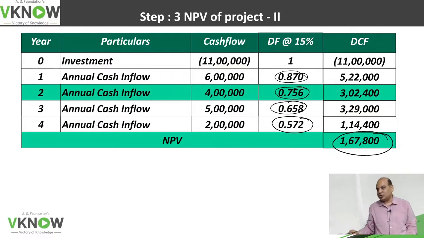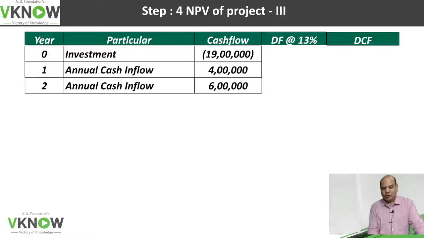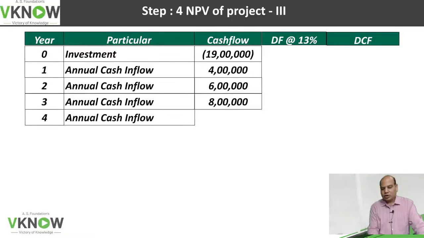Otherwise check the answer yourself once again. If the difference is very high, please check the answer yourself again. We'll go to now step number 4, NPV of project 3. Draw the same table. This time discounting factor will be 13%. Please solve. Everybody please try to solve 13% factor.